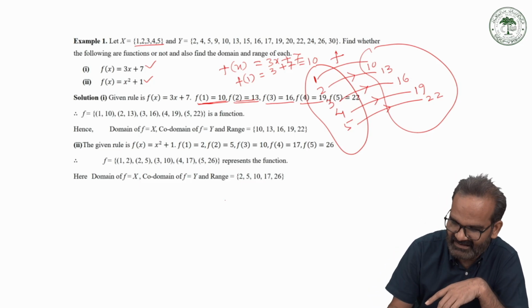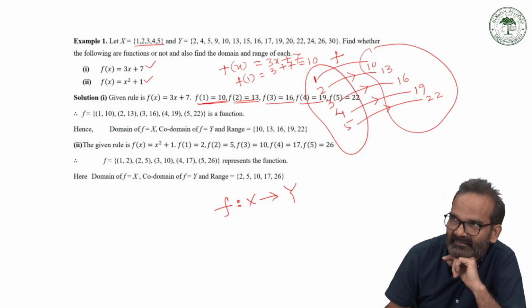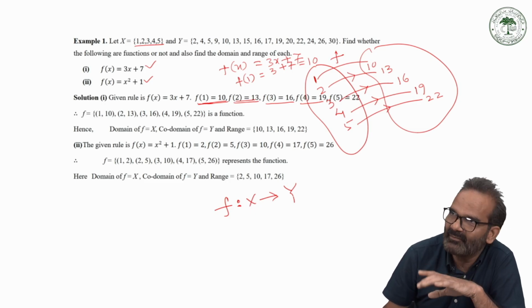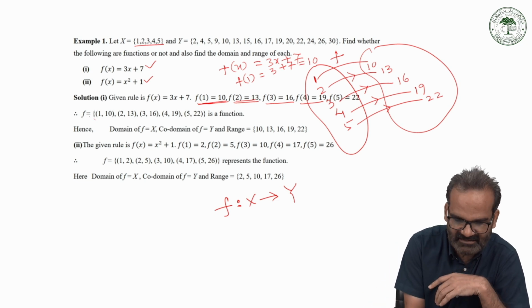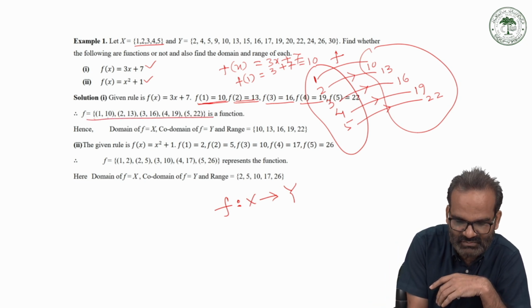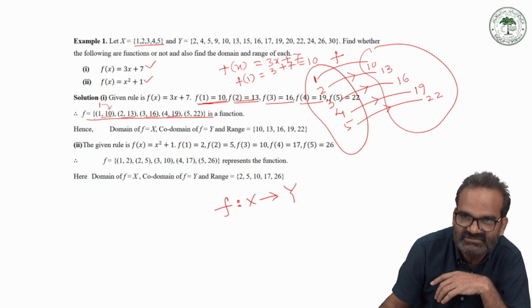So we can write it like this: f is a function from X to Y. Once it has become a function, we write f = {(1, 10), (2, 13), (3, 16), (4, 19), (5, 22)}. Here the first element is x, and the second is its image. That is, the image of 1 is 10, image of 2 is 13, image of 3 is 16, image of 4 is 19, and image of 5 is 22.